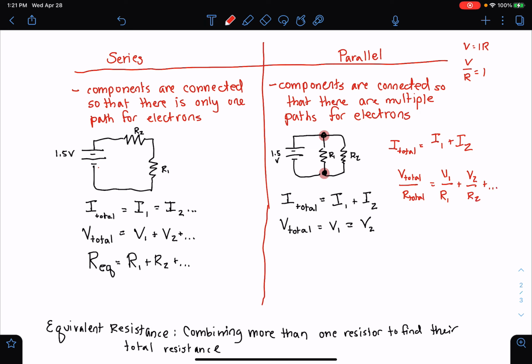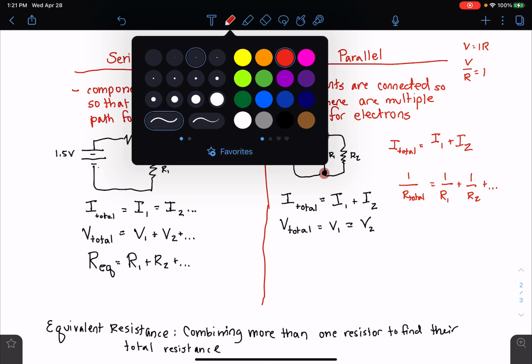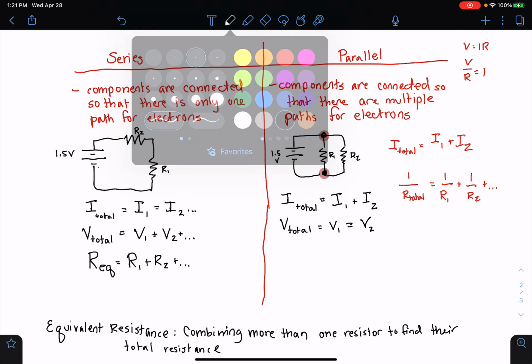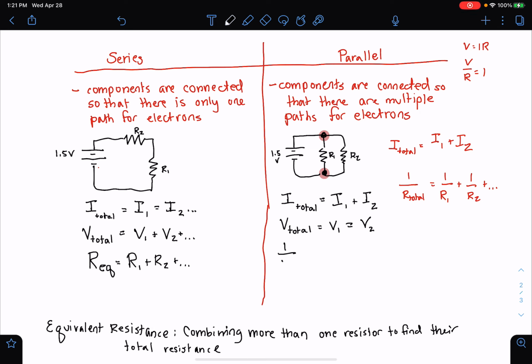Like that. Now, because I know for parallel circuits that the voltage is going to be the same for all of these, I can actually get rid of that term completely and just replace it with a 1. So dividing both sides by the voltage. And this is what you get for the equation to find the total resistance for things that are connected in parallel. It's a reciprocal relationship. So 1 over the equivalent resistance equals 1 over R1 plus 1 over R2.